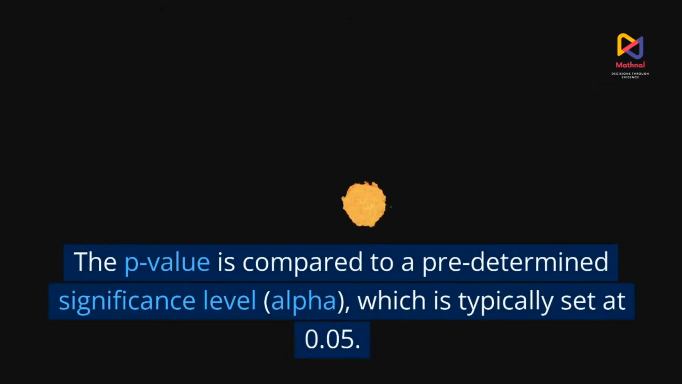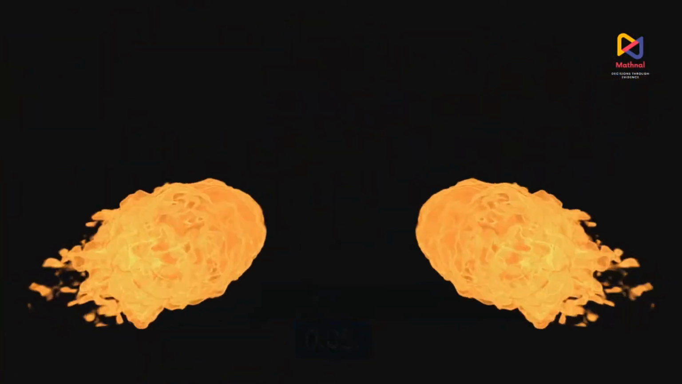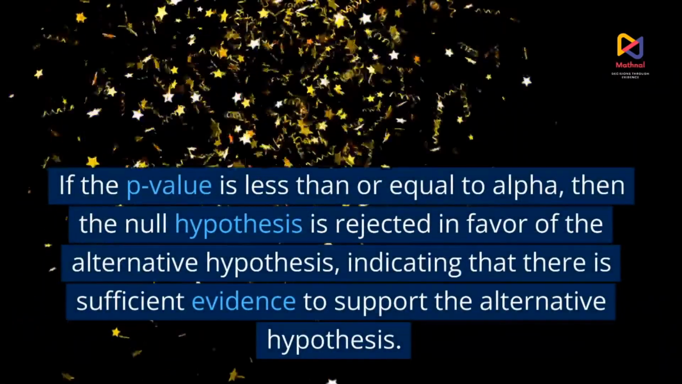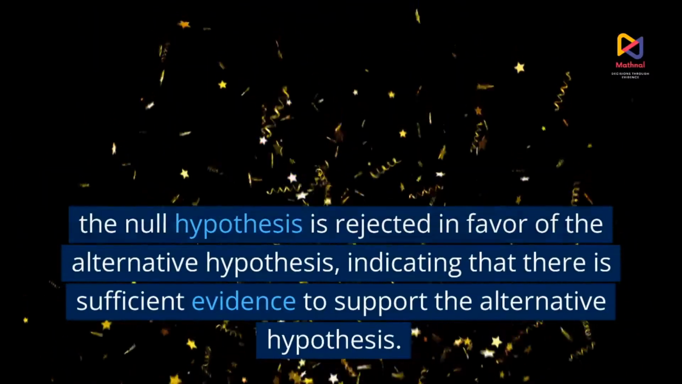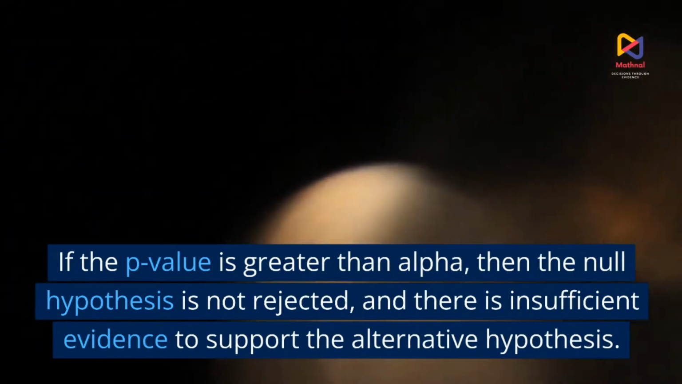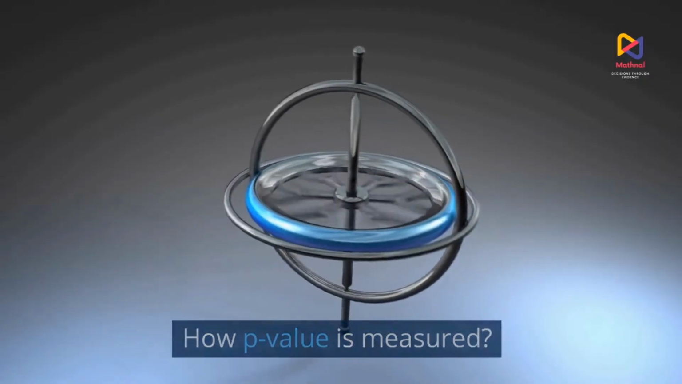The p-value is compared to a predetermined significance level, alpha, which is typically set at 0.05. If the p-value is less than or equal to alpha, then the null hypothesis is rejected in favor of the alternative hypothesis, indicating that there is sufficient evidence to support the alternative hypothesis. If the p-value is greater than alpha, then the null hypothesis is not rejected, and there is insufficient evidence to support the alternative hypothesis.